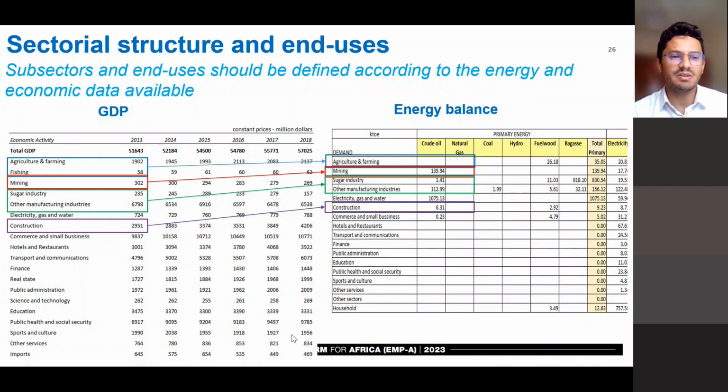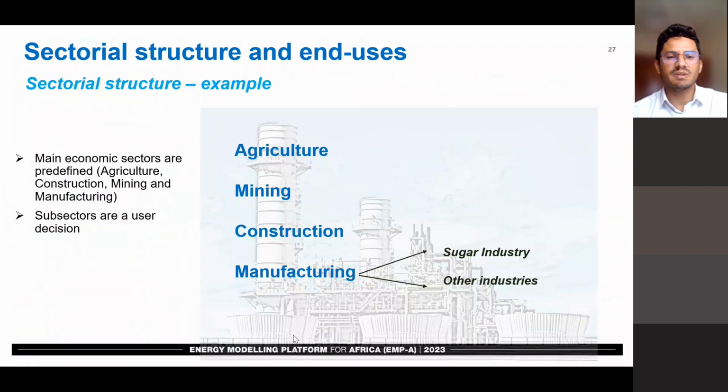Here, for example, from this table, you can see in manufacturing that we have the sugar industry. We have the GDP for the sugar industry and for other manufacturing industries. We have both data: the GDP data and also energy consumption in the energy balance on the right side. So here we have the possibility to model the sugar industry separately as a subsector of manufacturing. As I said, subsectors are a user decision. We generally recommend to keep the model simple.